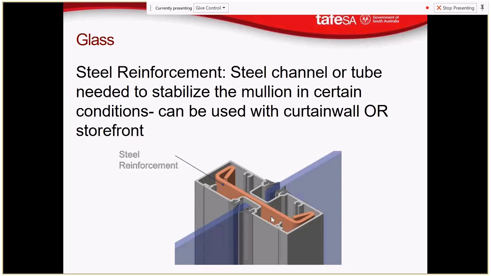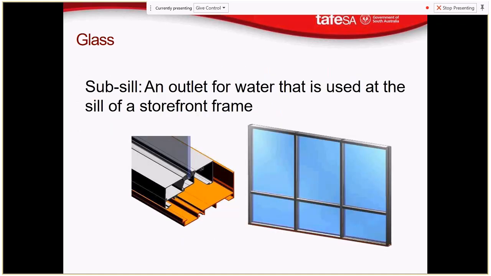Possibly your frames will have to be steel reinforced, so steel channel or tube needs to be stabilised. To stabilise the mullion in certain conditions, it can be used with curtain wall or storefront. A subsill is an outlet for water that is used at the sill of a storefront frame.